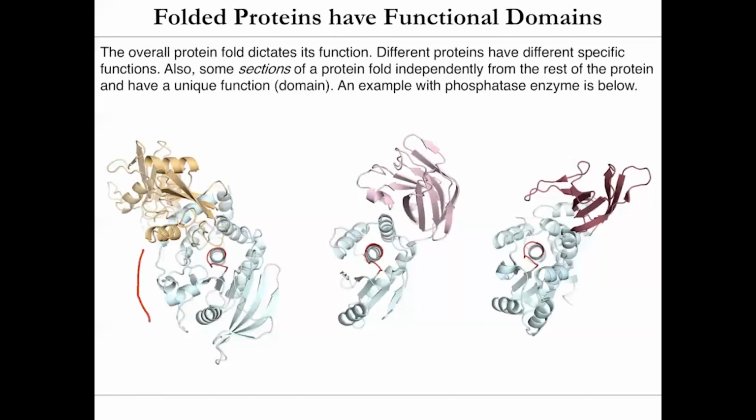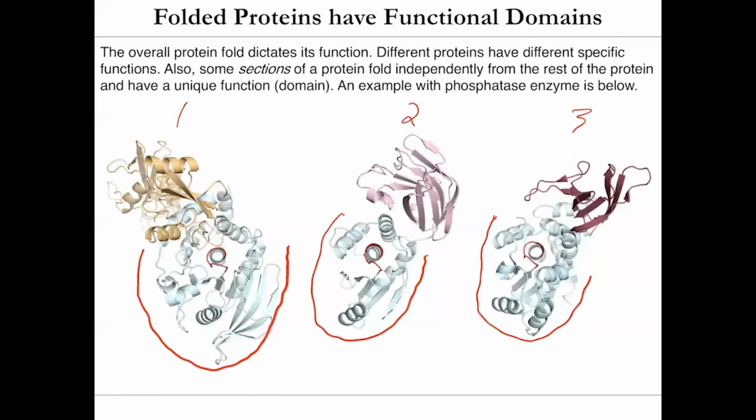So all three of these protein domains, each of these is a single protein. So this is protein 1, protein 2, and protein 3. Now they all have this region here in aquamarine. And this is called a phosphatase domain. You don't need to remember that. It's just the domain of an enzyme, of each of these enzymes.